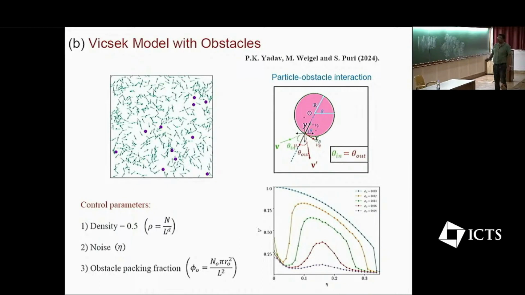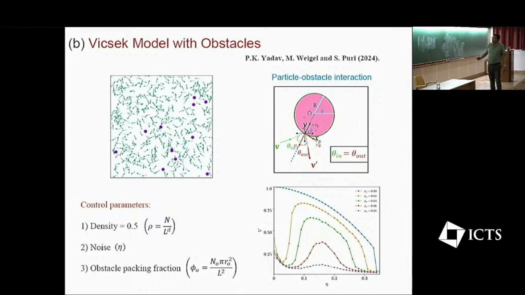There's a noise amplitude, which I'm going to vary, and there's now an obstacle packing fraction, denoted as phi 0, so that's a new parameter in the problem. As I said, I've set the size of the obstacles to be equal to the Vicsek model range. And phi 0 equal to 0 recovers the normal Vicsek model.